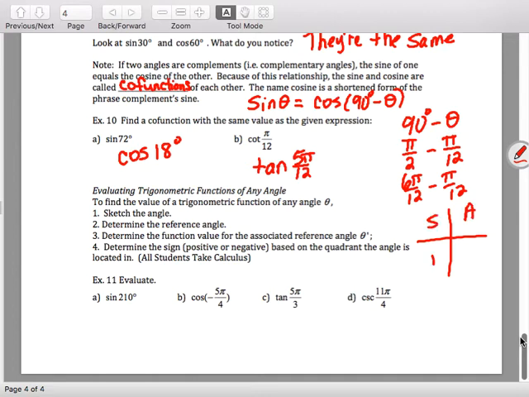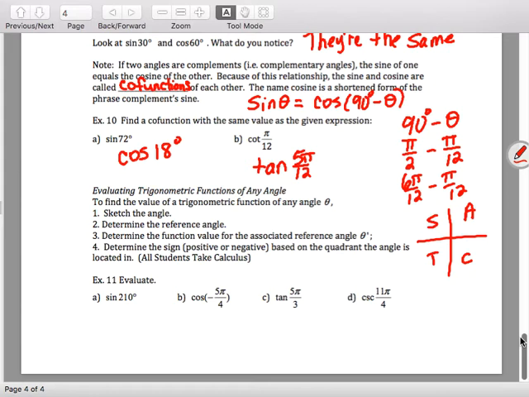I put All Students Take Calculus. In the first quadrant, I went right and up, so sine's positive, cosine's positive, and tangent's positive. In the second quadrant, I went up, so sine is positive, but I went left, so cosine's negative. Because sine's positive and cosine's negative, tangent's negative. In the third quadrant, I went left and down, so sine and cosine are negative, but because tangent is sine over cosine, two negatives make it positive. In the fourth quadrant, that stands for cosine. I went right, so cosine's positive. I'm down, so sine is negative, and tangent's negative.